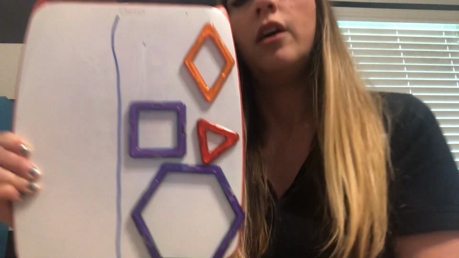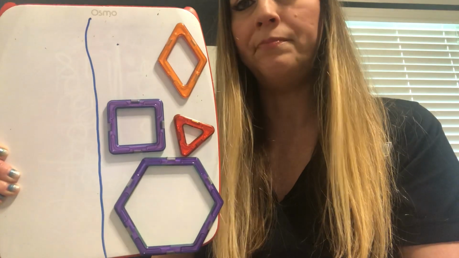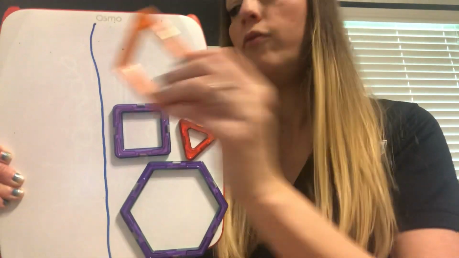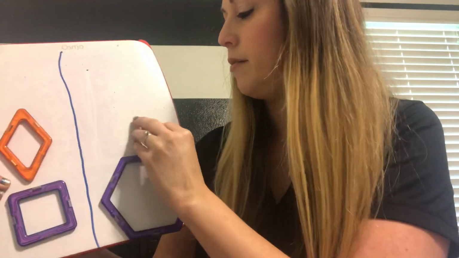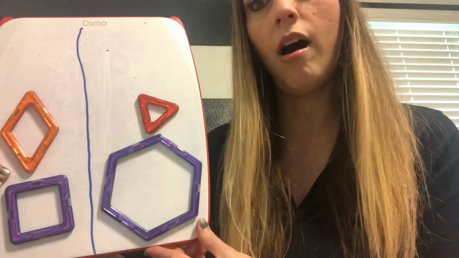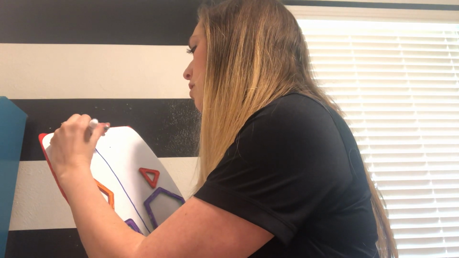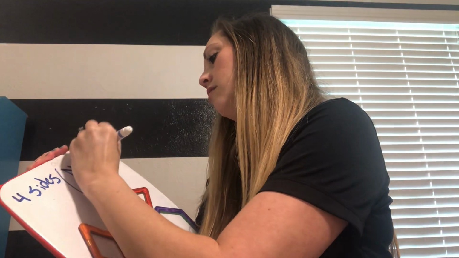Okay, now, do you notice any of these having the same number of sides so we could sort them? I see 4 over here, and this one also has 4. Now these do not have 4 sides. So what I could write on here is that it has 4 sides on this side. So I'm sorting by 4 sides and not 4 sides.